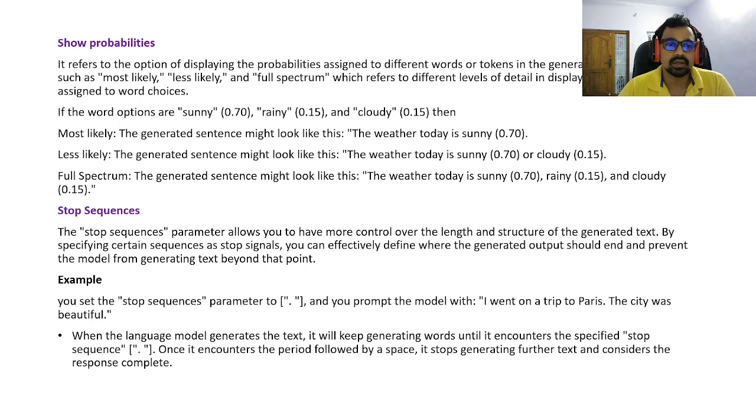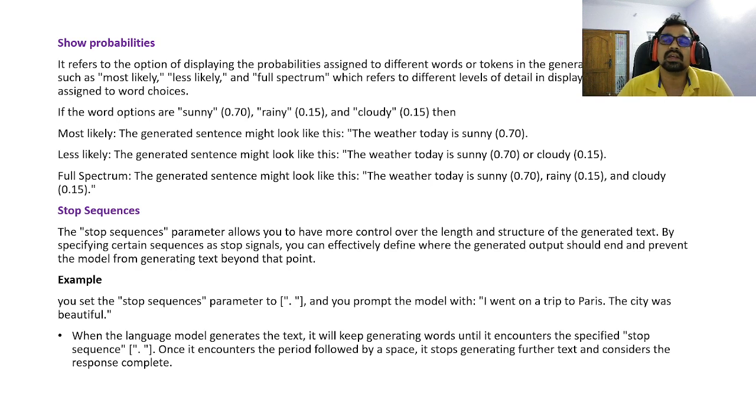Stop sequences. The stop sequences parameter allows you to control the length and the structure of the generated text. By specifying certain stop sequences, you can effectively define where the generated output should end and prevent the model from generating text beyond that point. For example, you ask the model to describe something about India's economy, and you want to stop it at a certain point. If we give a full stop, as soon as the model generates a line and encounters the full stop, it will stop there and will not continue to generate further tokens.